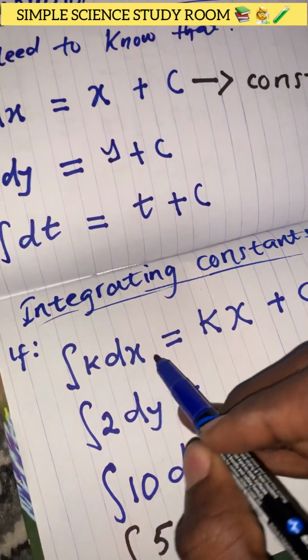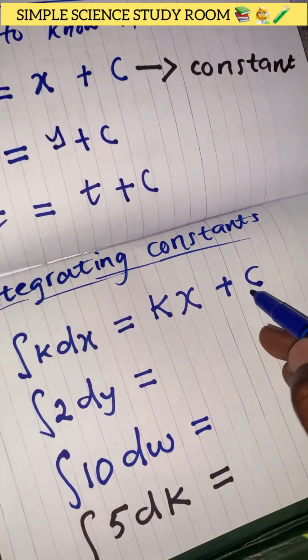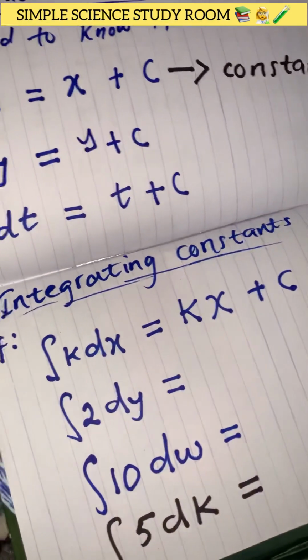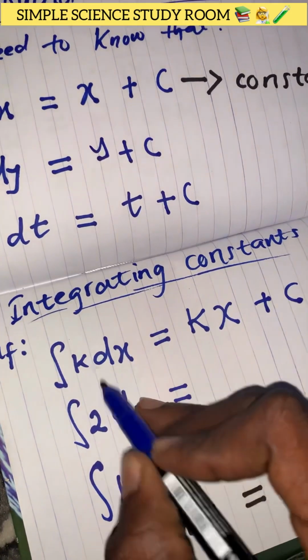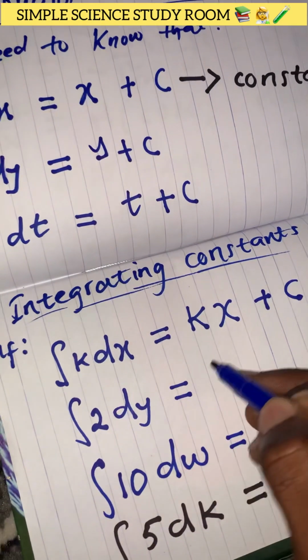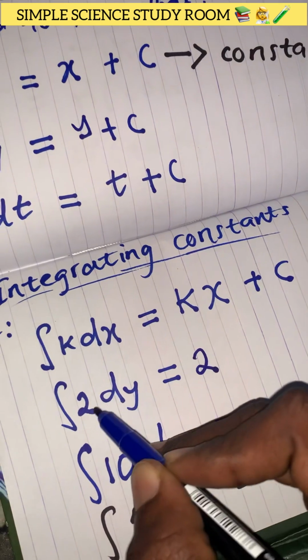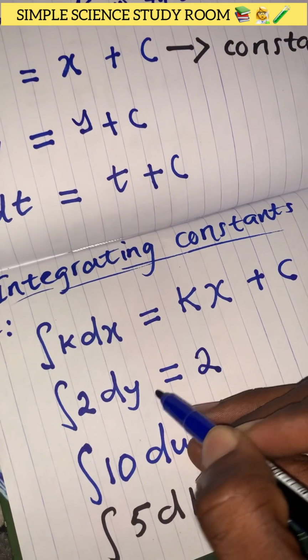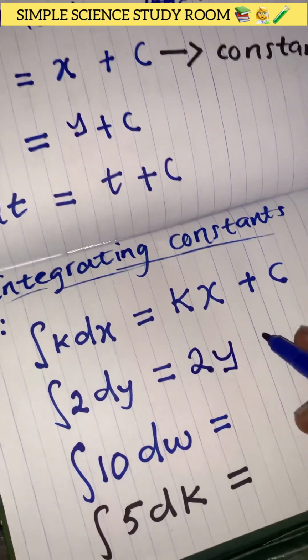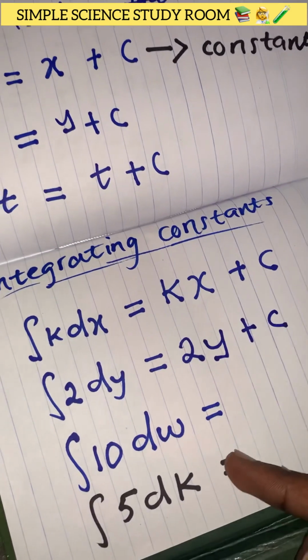The integral of k dx equals kx plus c, so let's see how to solve this. Integral of 2y would be the constant 2 multiplied by the integral of y, which is y. Then we add some constant c.